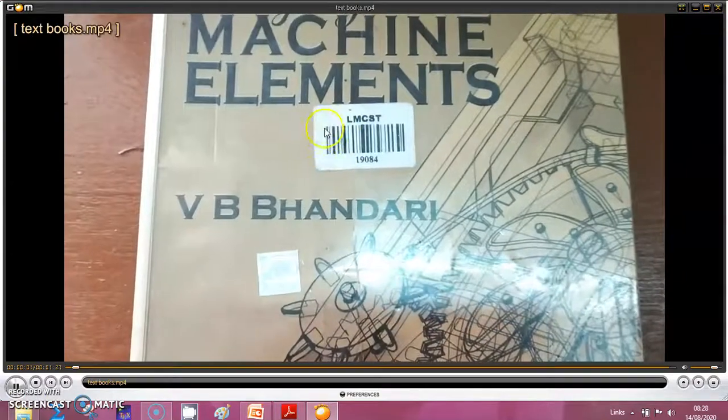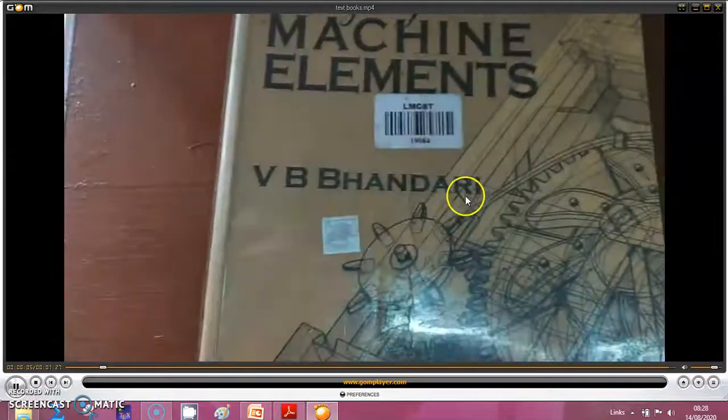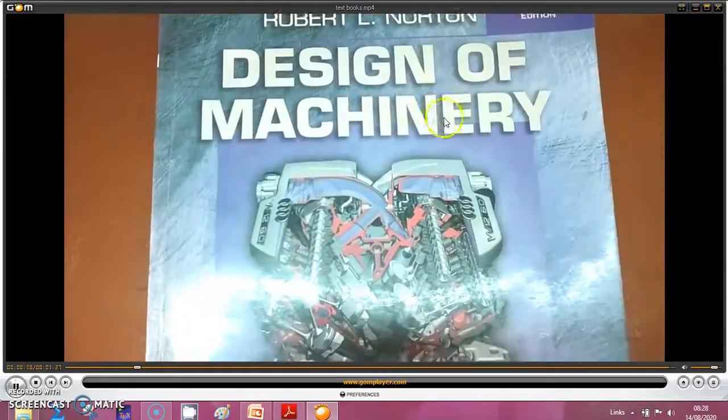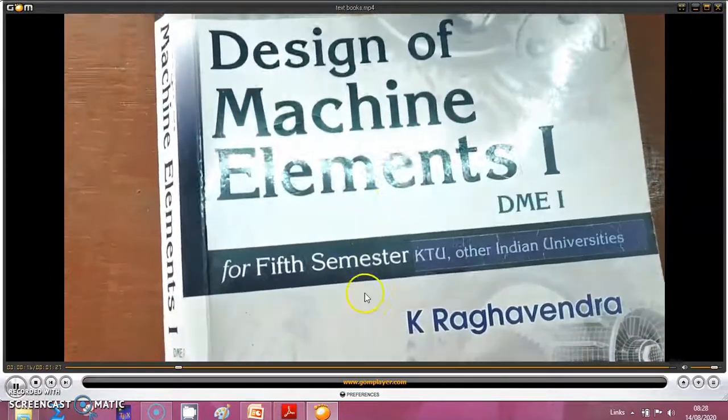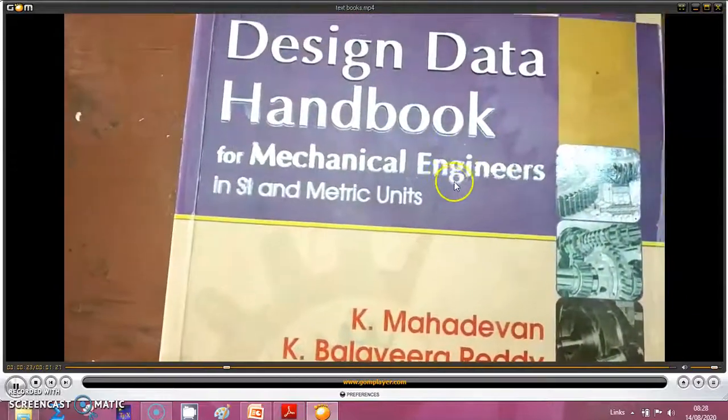So this is a textbook by V.V. Bhandari, Design of Machine Elements. This is available in our LMCST library, and this is a textbook by Norton. And then we have another textbook by Raghavendra. So this is also available. Now this is a Design Data Handbook.